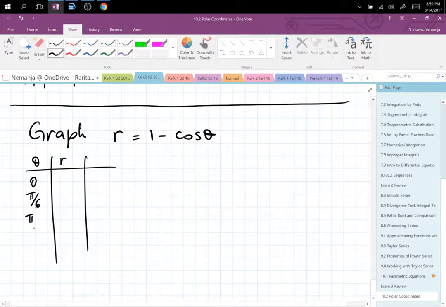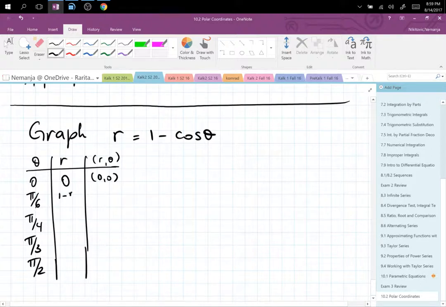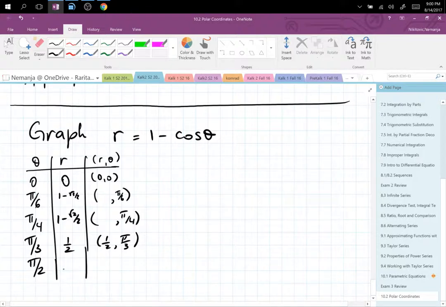All right, guys. So here we have just first quadrant points. Cosine of 0 is 1, and then 1 minus 1 is 0. So we have 0, 0. We start at the origin for our r, theta. Pi over 6, cosine of pi over 6 is root 3 over 2. So we have 1 minus root 3 over 2, right? And that gives us something when you simplify. Pi over 4 is root 2 over 2, so 1 minus root 2 over 2. Pi over 3 is a half, so that gives us a half. That one's easy. And the last one, cosine is 0, so it's 1.